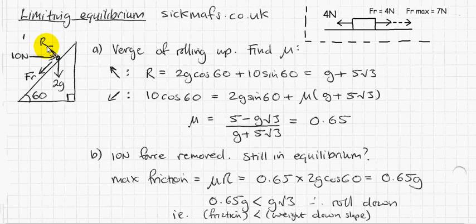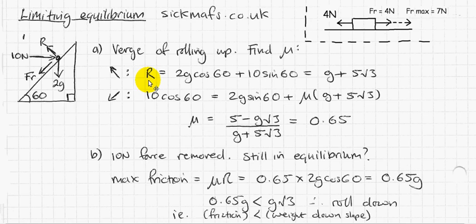So let's do a question. We're on the verge of rolling up. As I might have mentioned before, the frictional force always goes in the opposite direction to the possible movement. So if we're about to roll up, the frictional force is going to go downwards. If we're about to roll down, the frictional force would push upwards. We're going to find mu, the coefficient of friction between the particle and the surface. First of all, we need to work out R, because that helps us work out the frictional force before we start going down the slope.